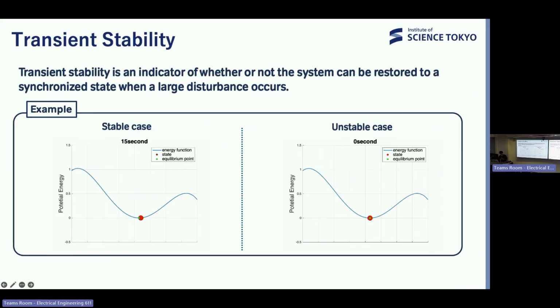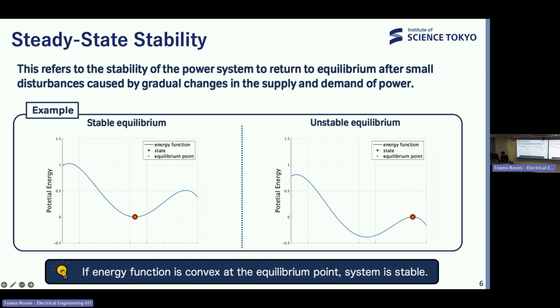Transient stability, on the other hand, refers to the system's ability to regain a synchronous state after a large disturbance. Even if the system exhibits steady state stability at an equilibrium point, a significant disturbance can still cause instability. This concept is illustrated in the image. On the left side, a disturbance adds kinetic energy to the lead ball. Despite this energy, the ball remains within the two peaks.